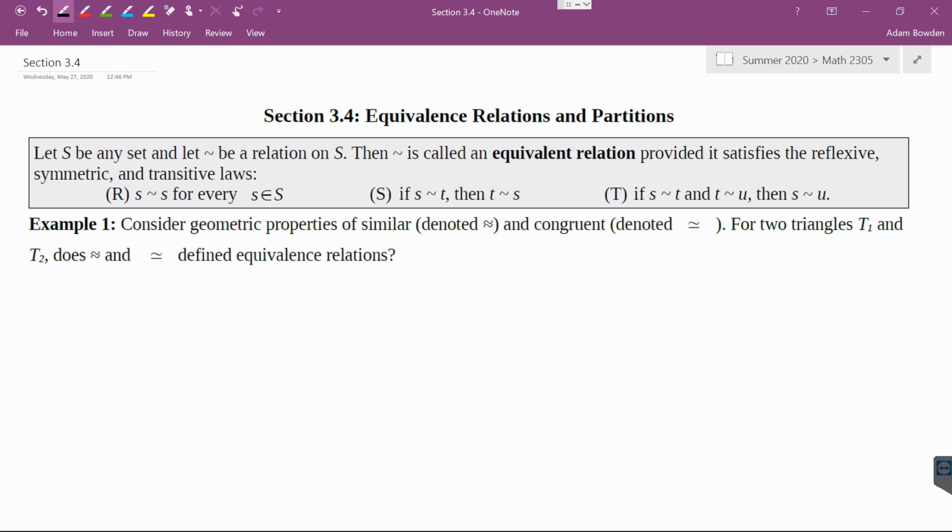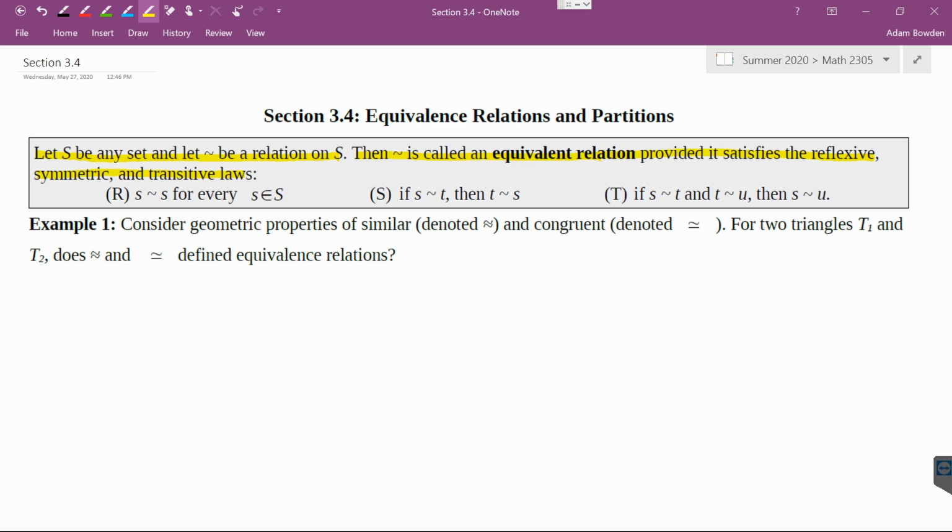In section 3.4, we're going to go back to relations strictly and talk about equivalence relations and something called partitions. So let's define what the equivalence relation stands for. It says here, let S be any set and let tilde be a relation on S. Then this relation tilde is called an equivalence relation provided it satisfies that it's reflexive, symmetric, and transitive.